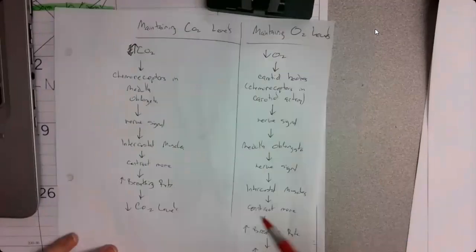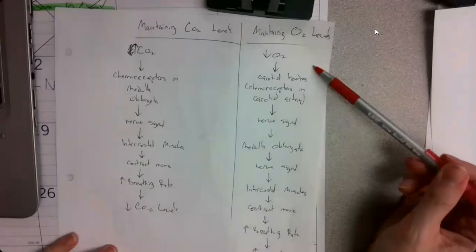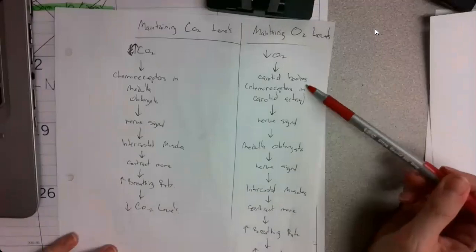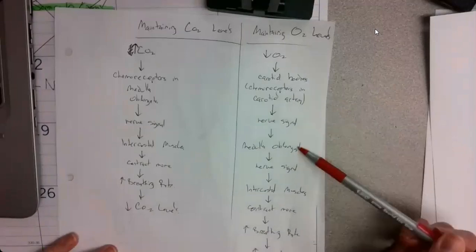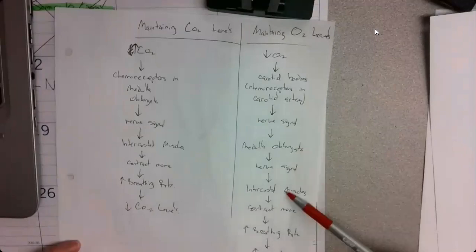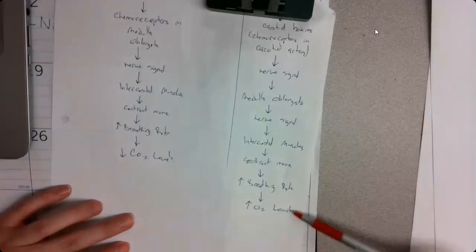With oxygen, if the oxygen levels get too low, that is going to be detected by the carotid bodies, those chemoreceptors in the carotid artery, which send a nerve signal to the medulla oblongata. The medulla oblongata then sends a nerve signal to the intercostal muscles, telling them to contract more, which increases the breathing rate, which then increases the oxygen levels.